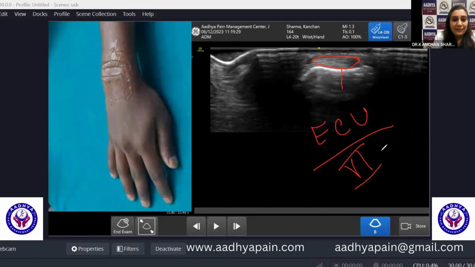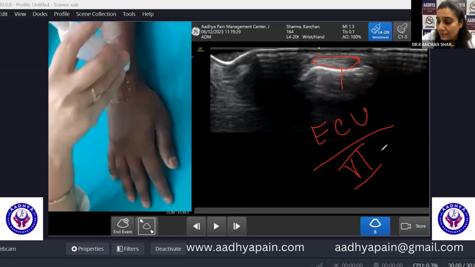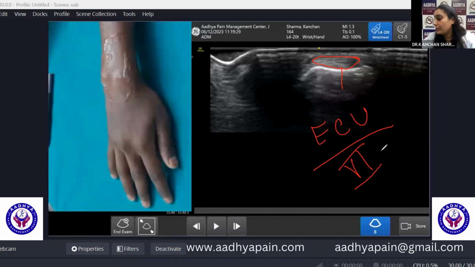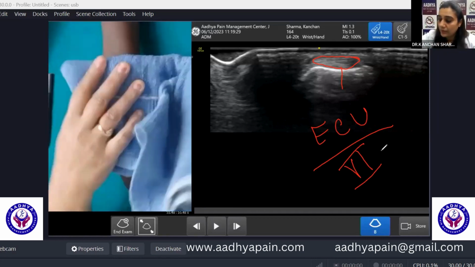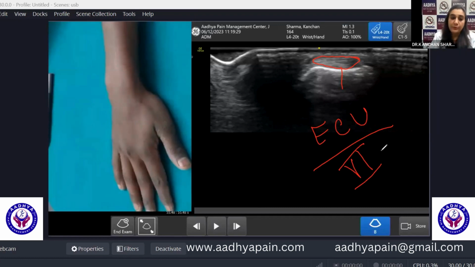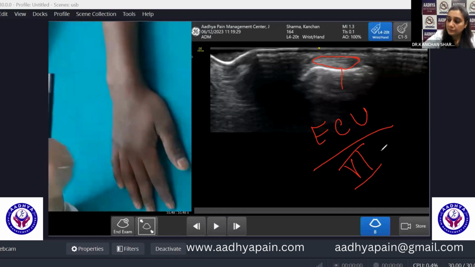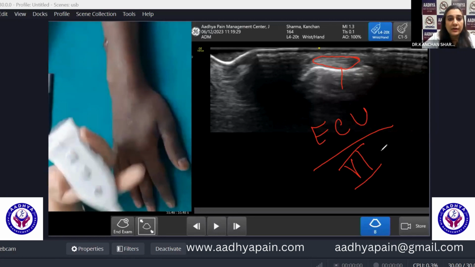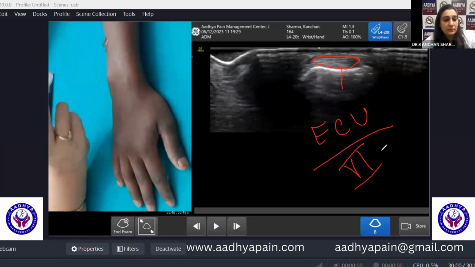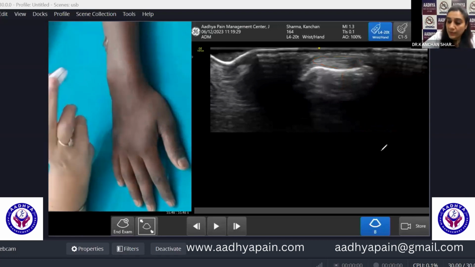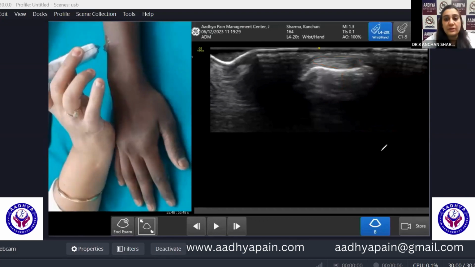So either you can identify it in this manner, by sliding your probe from your home position towards the ulnar side, identifying each compartment and then going to the sixth compartment, or you can identify it by identifying the muscle, which later on becomes the tendon, which I'll be showing you. So for that, again, you will put your probe in the short axis now over the distal ulna.